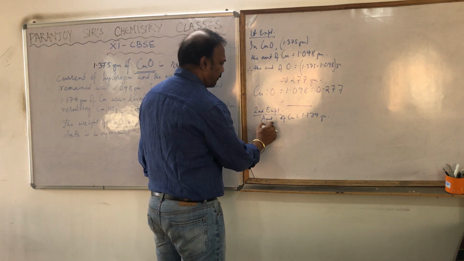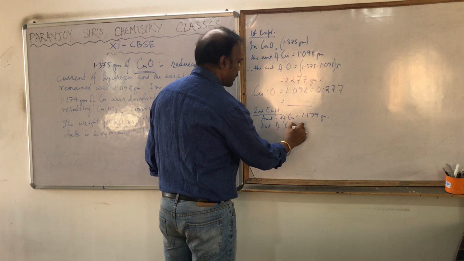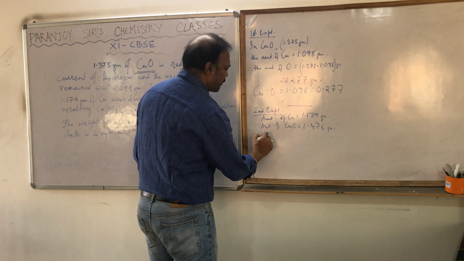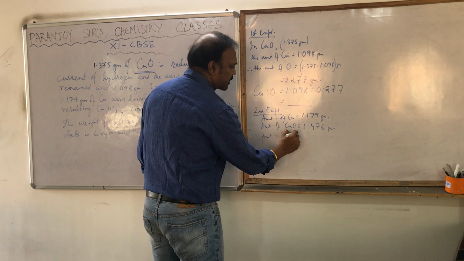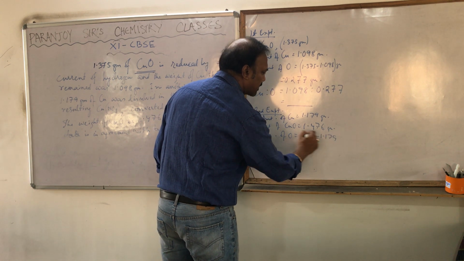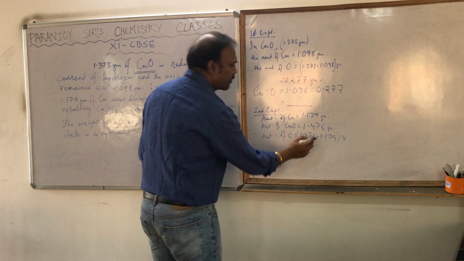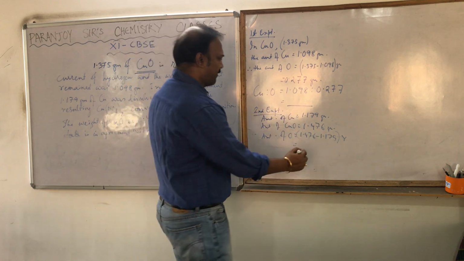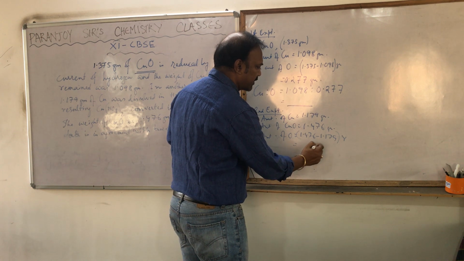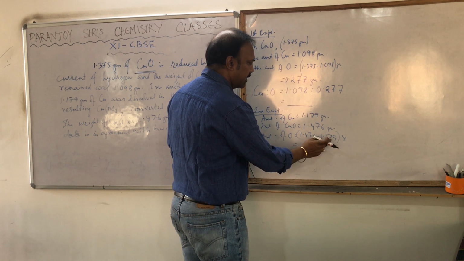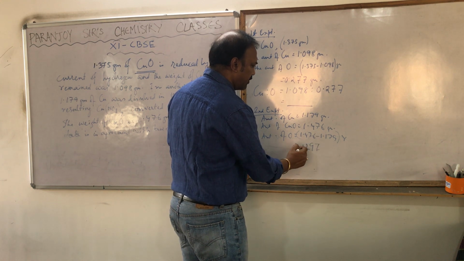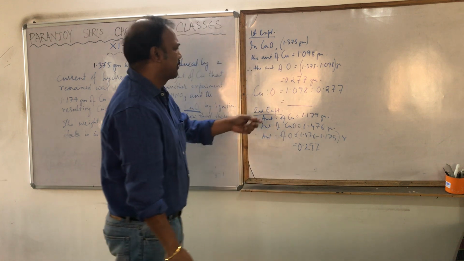So the amount of CuO is equal to 1.476 gram. So what is the amount of oxygen? The amount of oxygen is equal to 1.476 minus 1.179 gram. Fine. That is equal to how much? So let us do it. 6 minus 9, borrowing, gives 7; 7 minus 7 is 0; 1 minus 1 is 0. That is 0.297. That is the amount of oxygen.